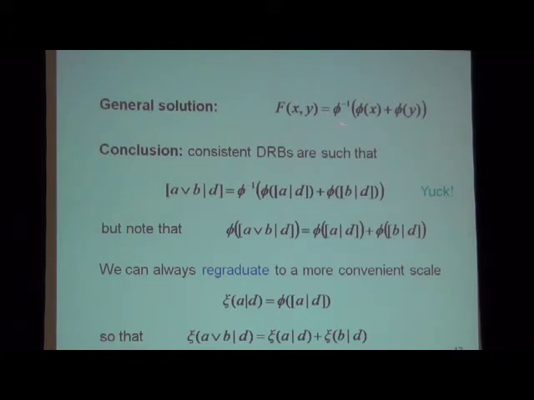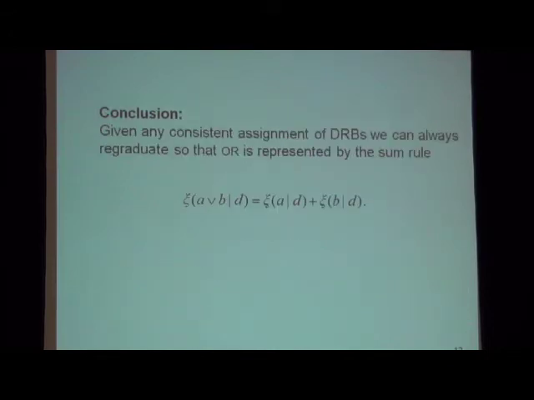What this says is that you may have many different possibilities as to what a consistent framework for handling degrees of rational belief is. There are many. Each function phi will give you one. But essentially, they're equivalent, because just changes of scale will give you the same sum rule. So, conclusion: given any consistent assignment of degrees of rational belief, we can always regraduate so that OR is represented by a sum rule.